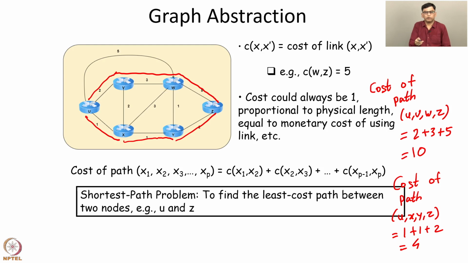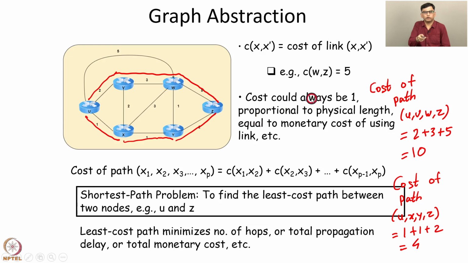Now the shortest path problem is to find the least cost path between two nodes, for example, U and Z. In this simple example, we can see by inspection that the least cost path is this one, U, X, Y, Z. It has a cost of 4. So this is the shortest path problem, to find the least cost path between two nodes, for example, U and Z in this example.